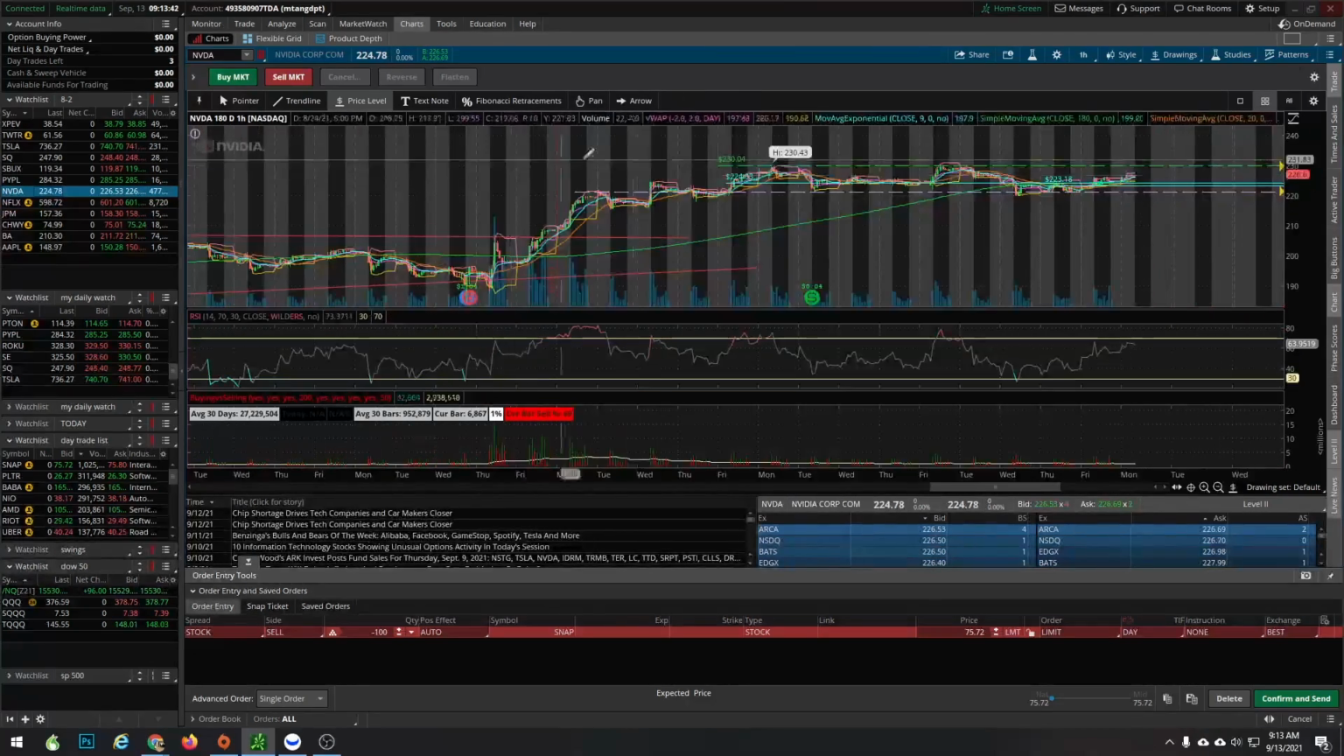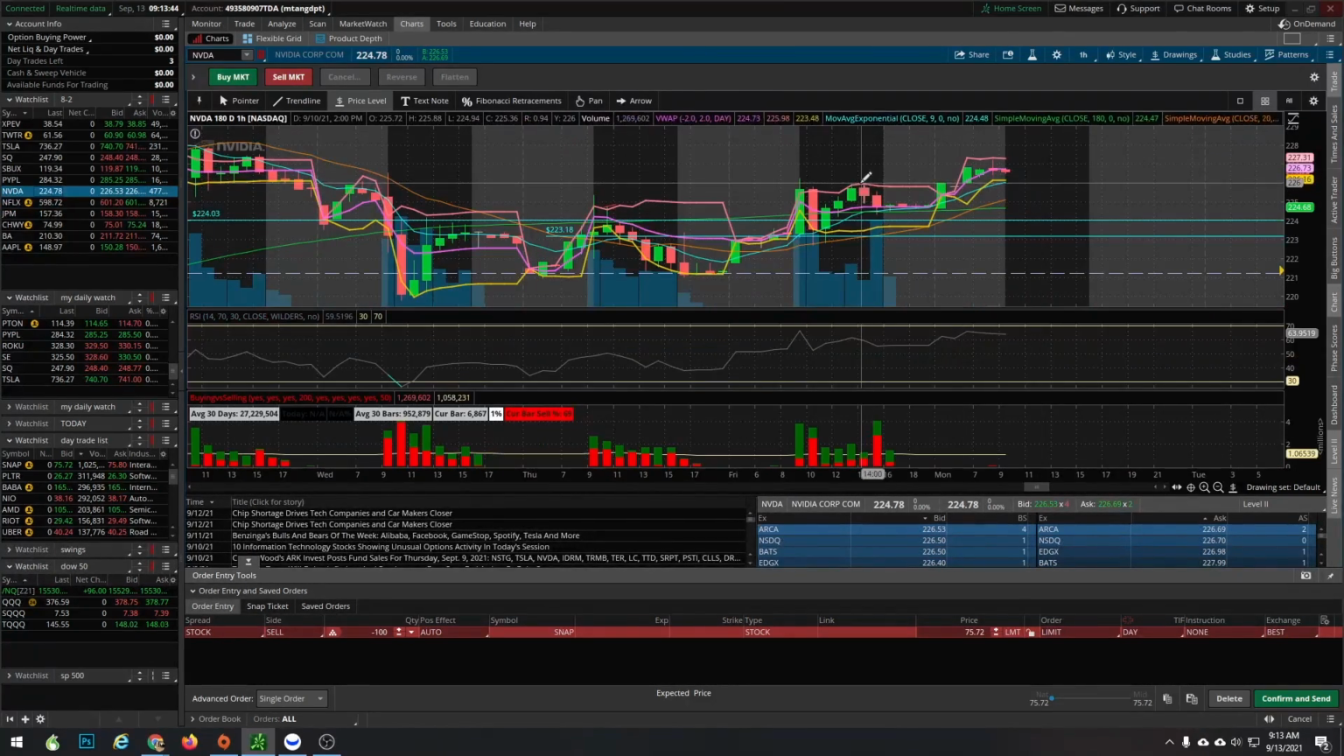Nvidia at night kind of rallied up a little bit more, so I'm looking for maybe a small pullback for a continuation play. That's the bias for Nvidia.